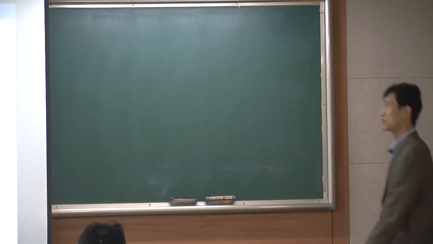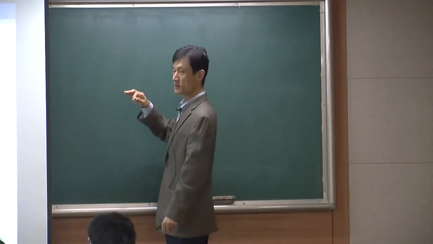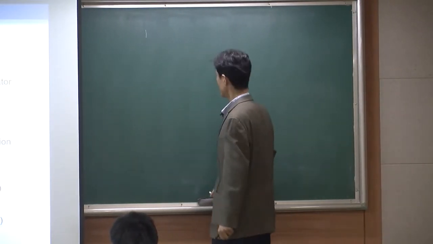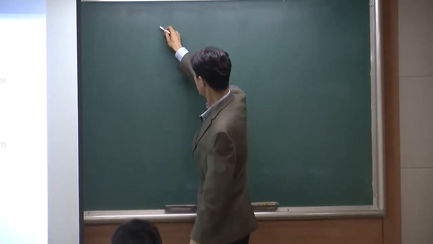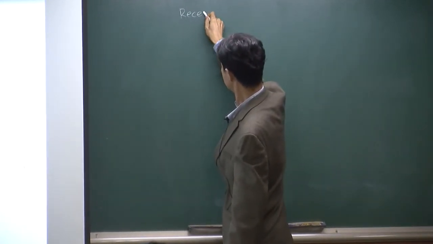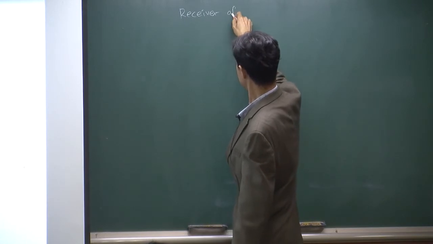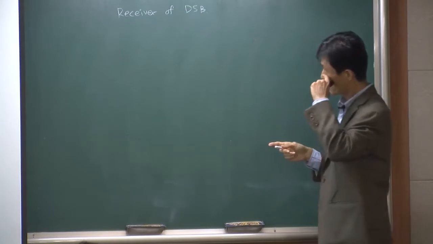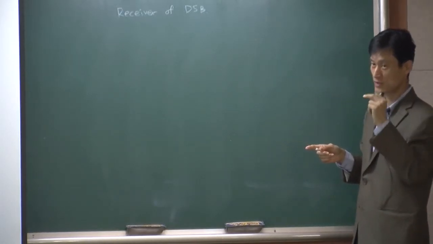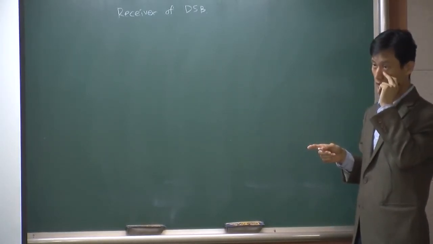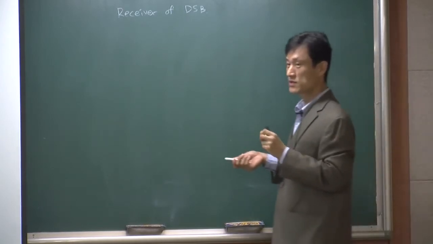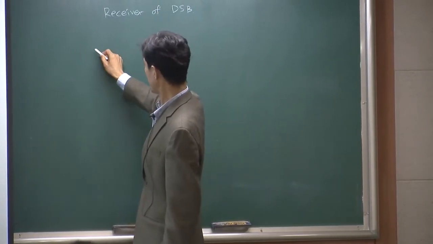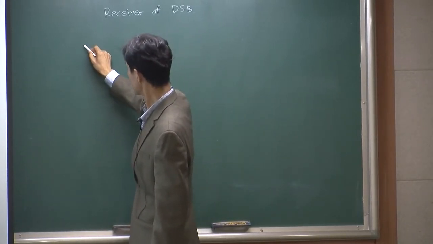To discuss the receiver, I'd like to remind you of the receiver of DSB. First, let's look at the receiver of DSB. What's the name of the receiver of DSB? We discussed two things: coherent detector, and second, Costas receiver. So let's first discuss the coherent detector.